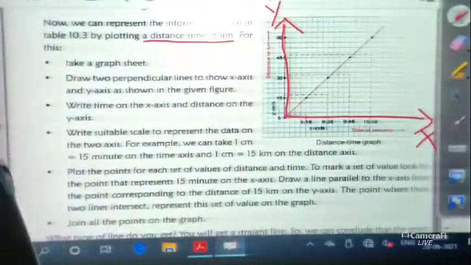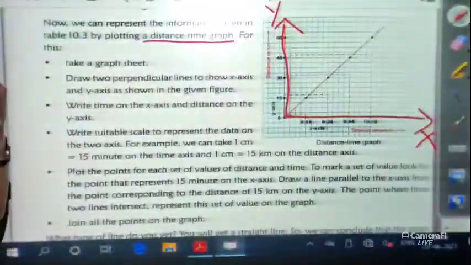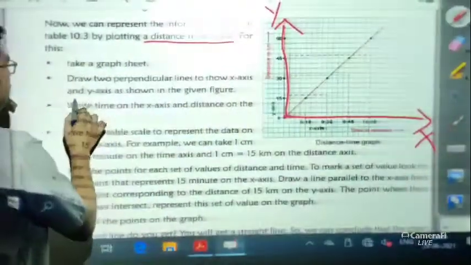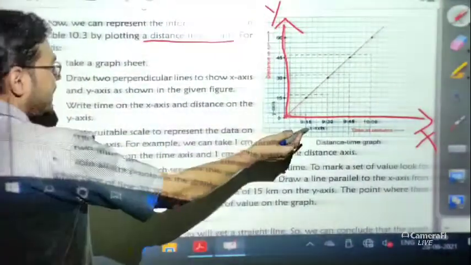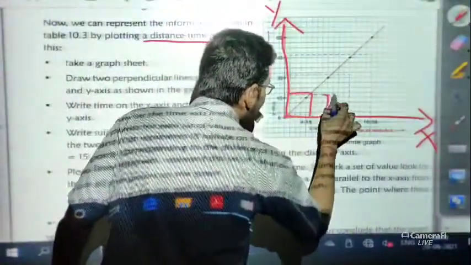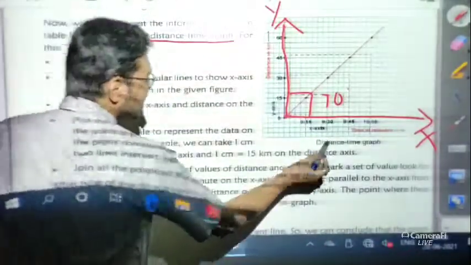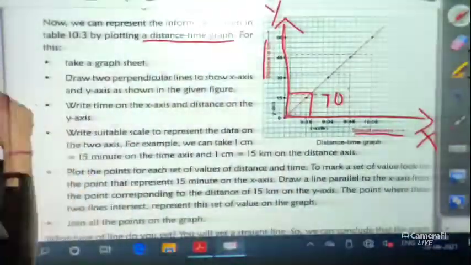Now just have a look, take a graph sheet. This is a graph sheet, all of you are familiar with it. Now draw two perpendicular lines to show the x-axis and y-axis. We have already drawn two perpendicular lines. You can see here this angle is 90 degrees, that's why we call it perpendicular. Write time on the x-axis and distance on the y-axis. You can see time is written on the x-axis and distance on the y-axis.